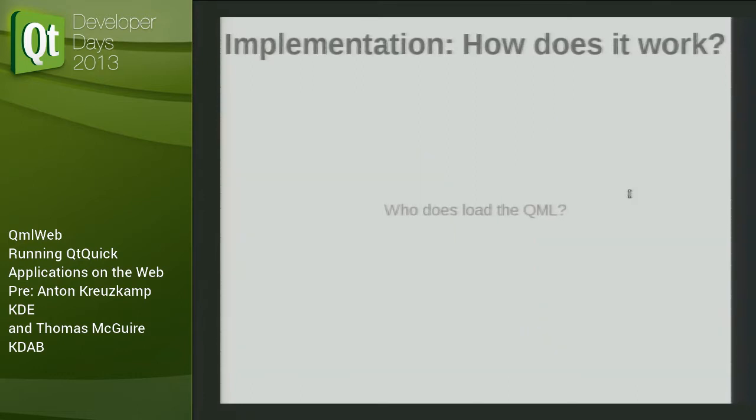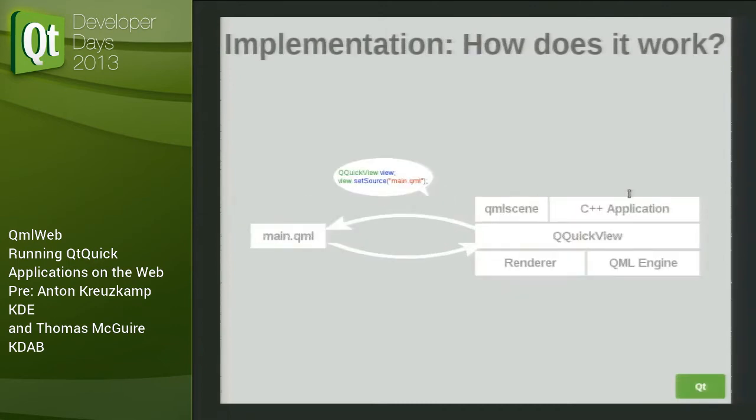Okay, let's start with actually loading a QML file. Who is responsible for loading a QML file? In Qt, it's quite easy. You have C++ code here. Somewhere, probably in your main function, you have a QtQuick view that you instantiate, and you pass your main QML file to that QtQuick view. The QtQuick view will probably pass it on to the underlying QML engine. So it's always C++ code that in the end loads the QML file. That C++ code is either in your custom C++ application, or if you have a pure QML application, it's a QML scene or QML viewer.